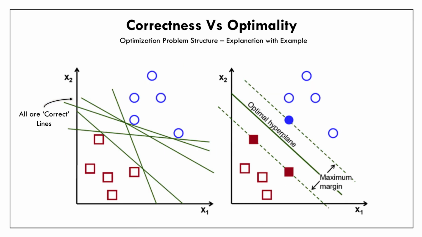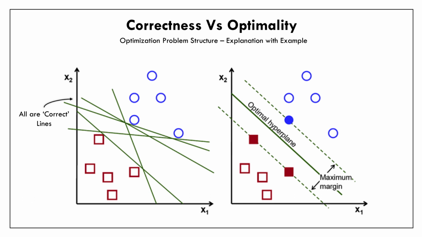Okay, now let us see an example to further understand the problem structure of optimization problems. This graph corresponds to SVM in machine learning. SVM stands for Support Vector Machine, which is an ML model used to classify data points. In this particular example, the goal is to classify the blue circles and the red boxes.